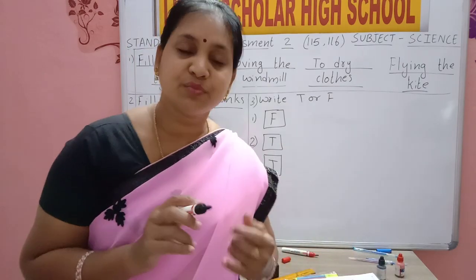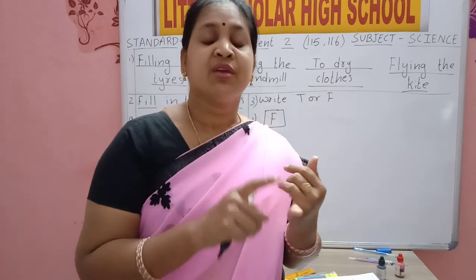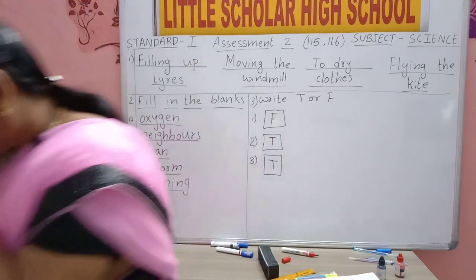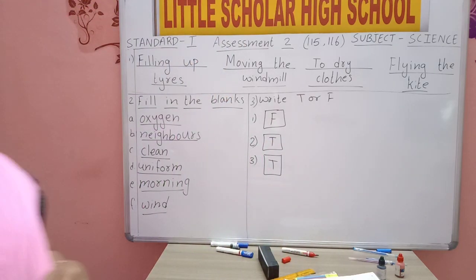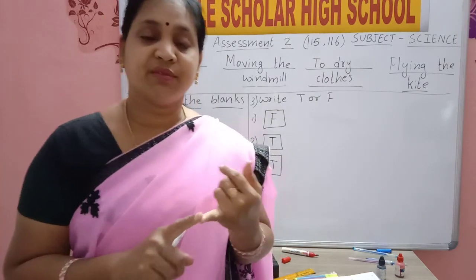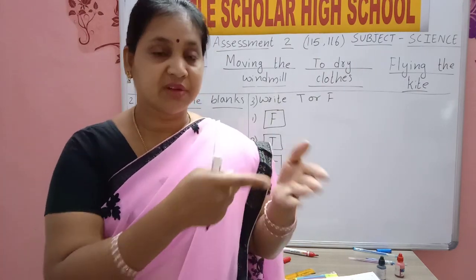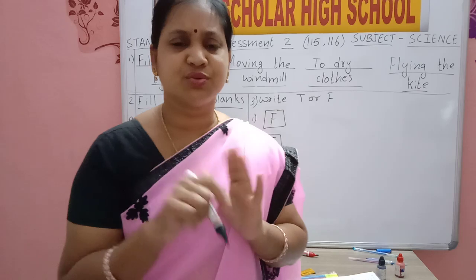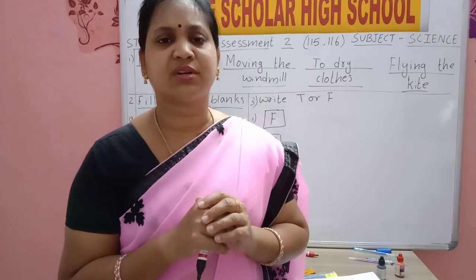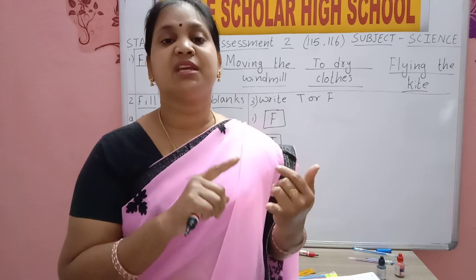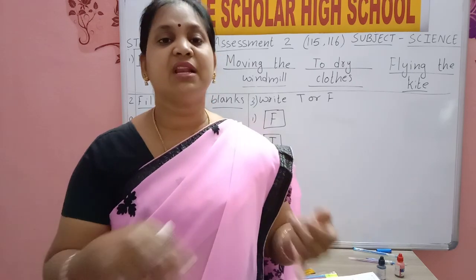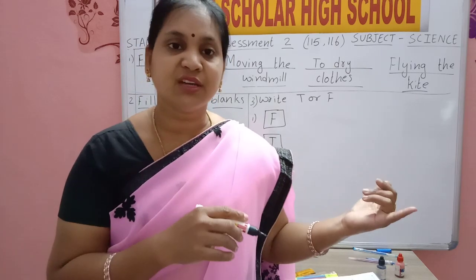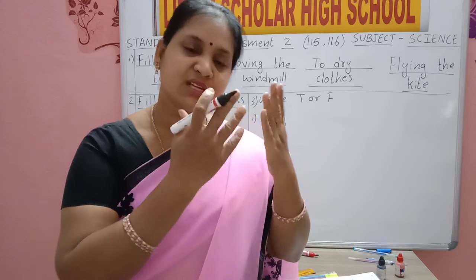Each room, how many rooms do we have in a house? We have kitchen, bedroom, washroom, dining room, living room, which means hall. Dining room is to eat food. So each room has its own use. Yes or no? Each room has its own use or not? Yes. In bedroom, we sleep. In kitchen, we cook food. In living room, we sit and watch TV. In study room, you study. In dining room, we eat food. So each room has its own use.